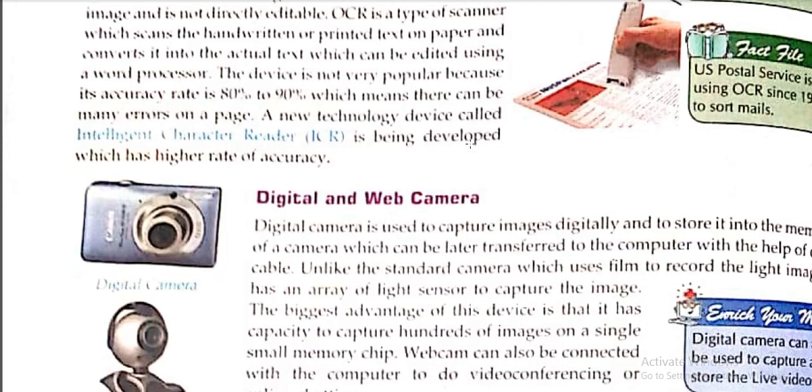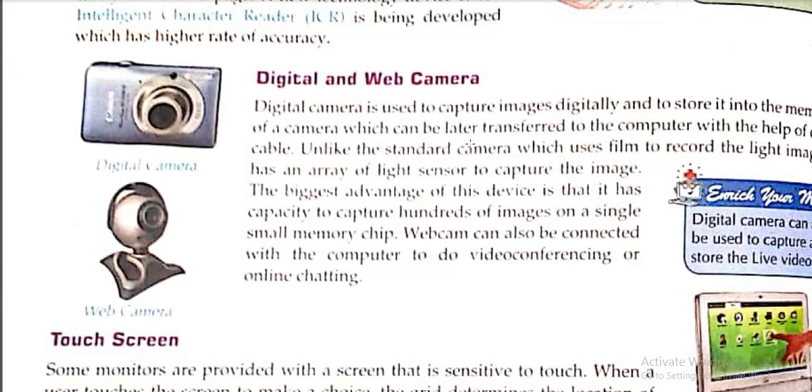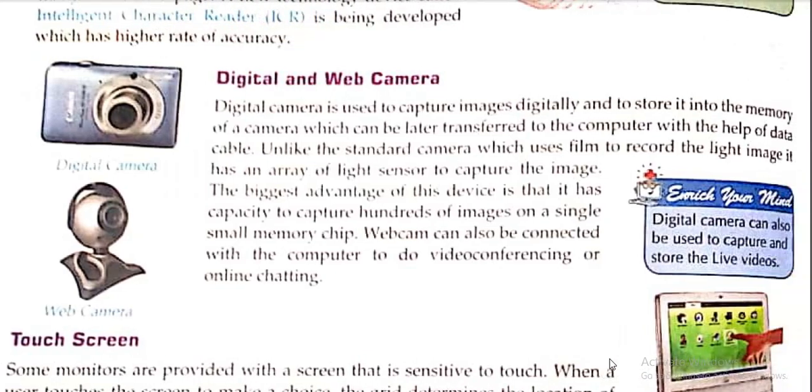So the next one is digital and web camera. What is this? A digital camera is used to capture images digitally. This point is very important, just keep it in your mind. Digital camera is used to capture images digitally. Digitally means in binary form, and to store it in the memory. That means your image will be stored in the memory of a camera, which can later be transferred to the computer with the help of a data cable.